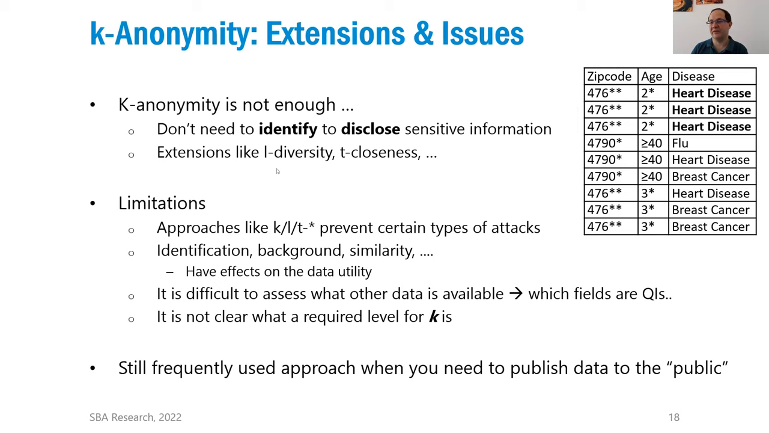There are then extensions like L-diversity and T-closeness, and I don't know, at least 10 to 20 other techniques that people have proposed to prevent certain kinds of inference that can be done if you have a sufficient amount of background knowledge. There are a few other limitations, of course, with k-anonymity. It's very difficult to assess, for example, what attributes are quasi-identifiers, because this is maybe clear at the moment, but in the future this might change, maybe because more data becomes available to an attacker, and then other attributes become quasi-identifiers. So it's not easy to say what will be available in the future that would potentially break your anonymization. But still, k-anonymity is an approach that's used quite frequently when you want to directly publish the data set.